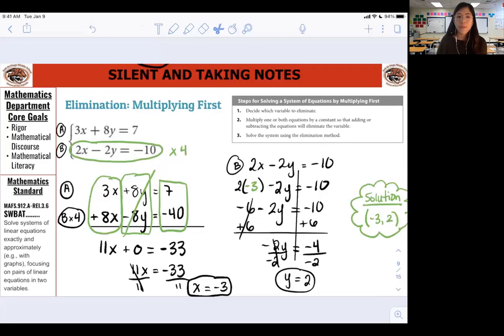Now, both of them work. If you wanted to, you could do this using substitution instead. But sometimes elimination is faster, sometimes substitution is faster. So it really just depends on the problem. And we'll get into that more tomorrow and Wednesday.